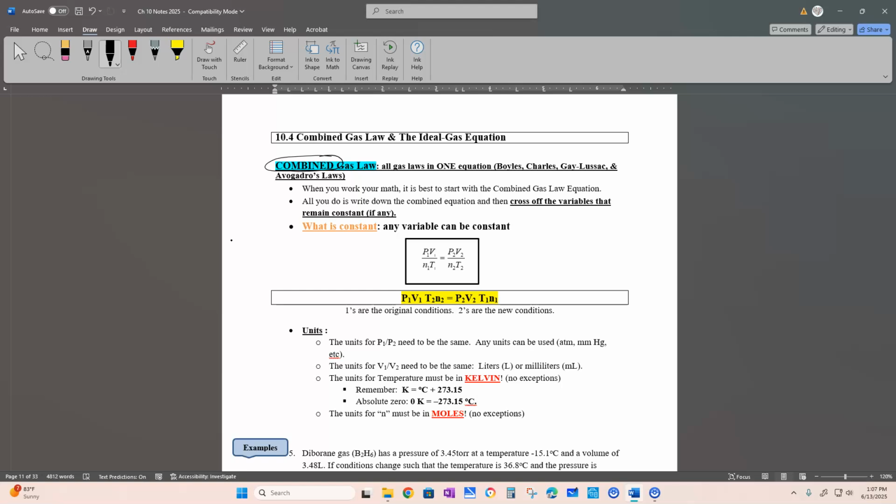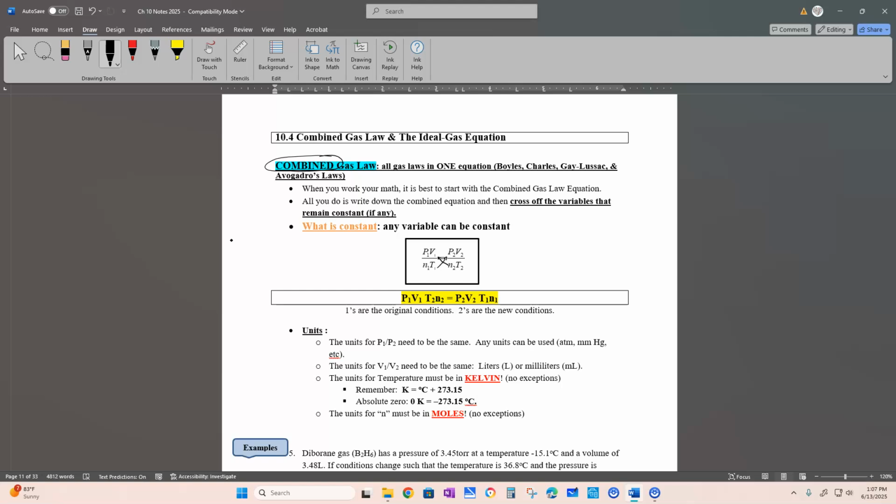Anything can be constant. So with the combined gas law, you have P1V1 over N1T1, and then on the other side, P2V2 over N2T2. Well, I don't like to deal with fractions too much, so I like to write it this way. If you cross multiply, you get P1V1T2N2 equals P2V2T1N1. As always, the ones are the initial conditions, and the twos are your finals.